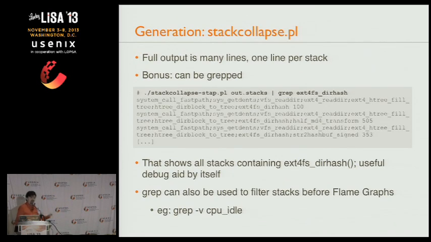It's actually handy to have stack traces as single lines because I can grep them. Sometimes I'll profile the kernel and say, actually, I'm just interested in ext4, fs_dir hash. I can grep that before I do the flame graph. Now the flame graph is just focused on that. Or I might grep -v cpu_idle to cut that out.